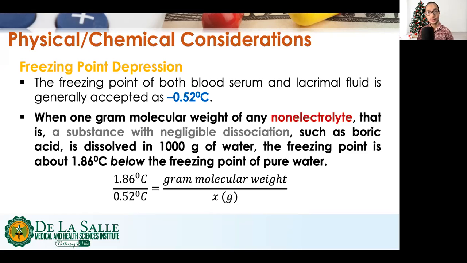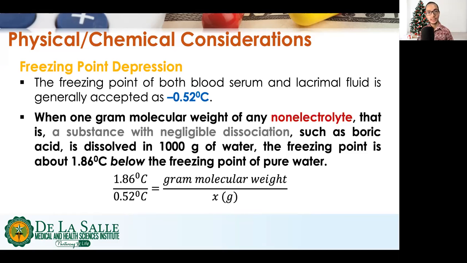Now remember that this particular ratio is very important. So this ratio states that when 1 gram molecular weight of any non-electrolyte or electrolyte is dissolved in 1,000 grams of water, the freezing point is about negative 1.86 times i, i being the degree of dissociation of your electrolytes. For non-electrolytes, because they do not have appreciable dissociation, the i value is equal to 1.